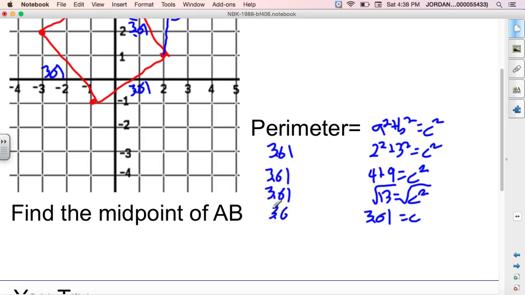Or you could do 3.61 times 4. Either way is fine. And whenever we do that, we get 14.44. So the perimeter is 14.44.